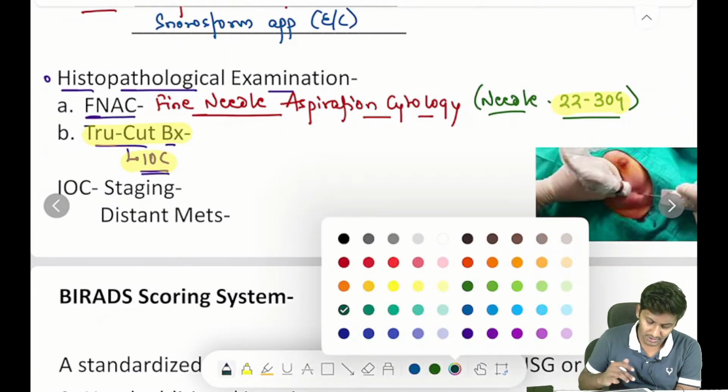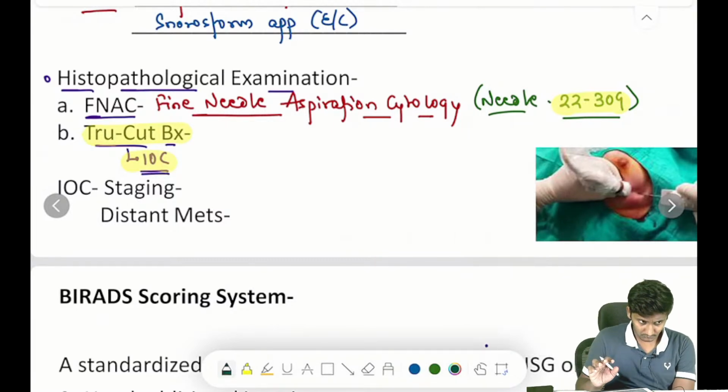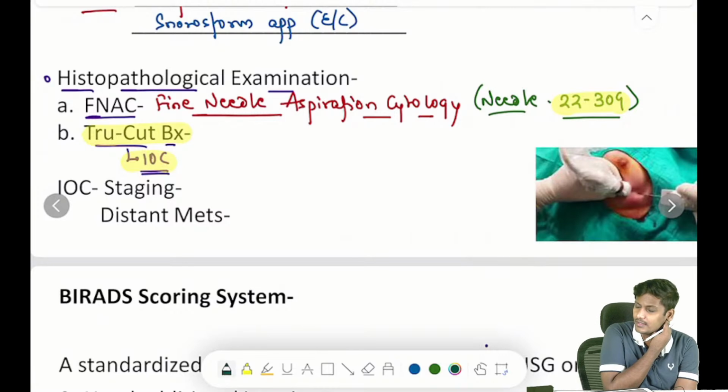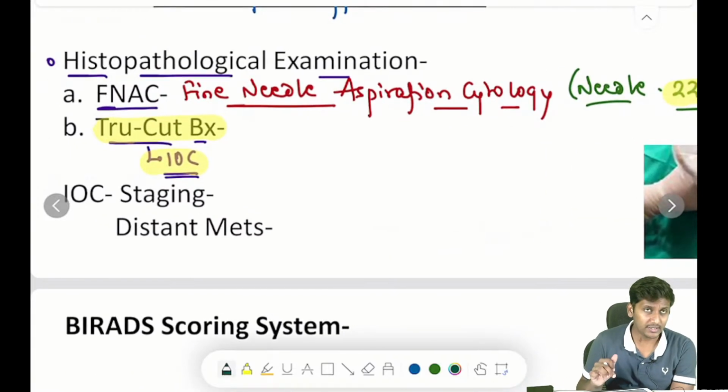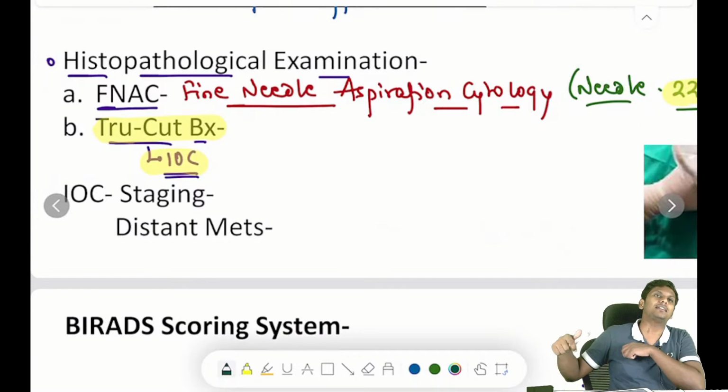Next important is, please remember, needles will have different color codings. Needles will not have the same color codings as a cannula. True cut biopsy is the investigation of choice, and it can be ultrasound guided as well. You can do an ultrasound, and with the help of the ultrasound you are going to perform a true cut biopsy.